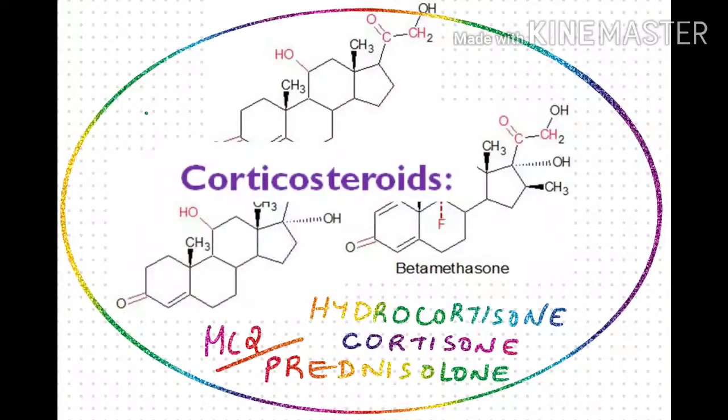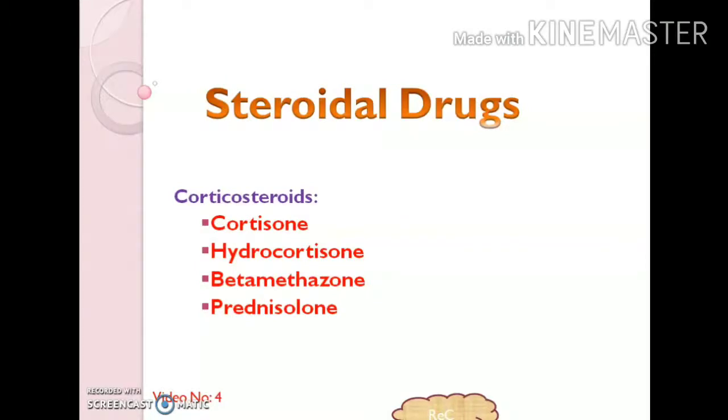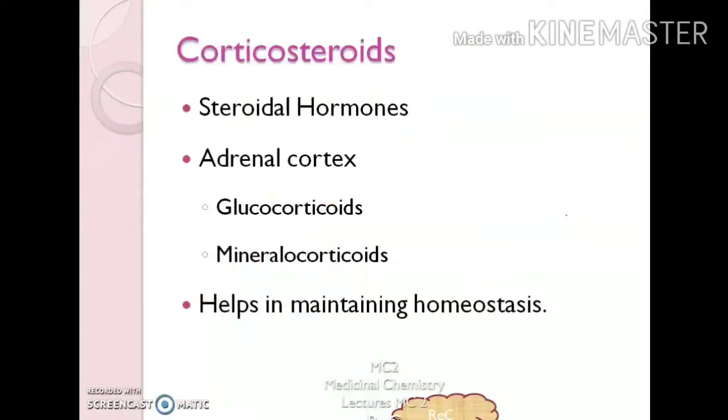Hello students, in this video we'll be seeing about corticosteroids. Four drugs are mentioned in your syllabus: cortisone, hydrocortisone, prednisolone and betamethasone. So what are corticosteroids? Corticosteroids are steroidal hormones secreted by the outer cortex of the adrenal glands.